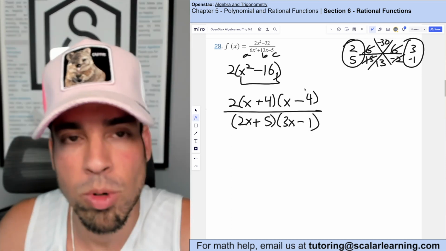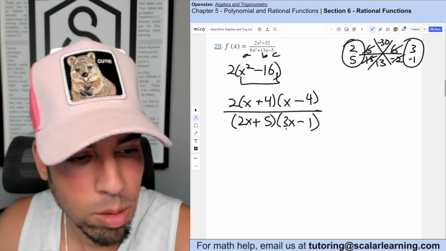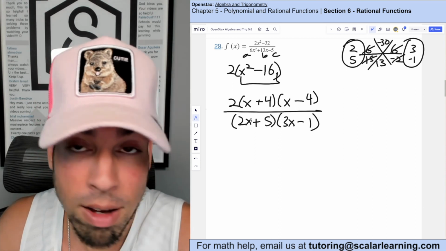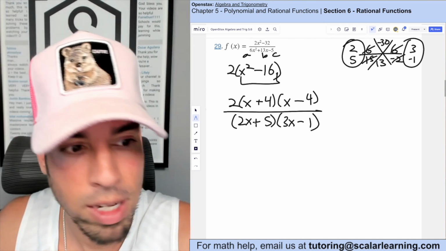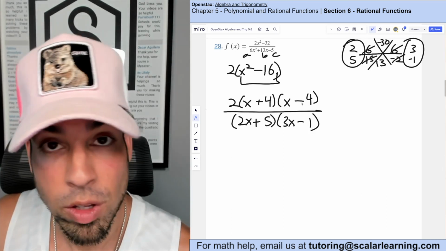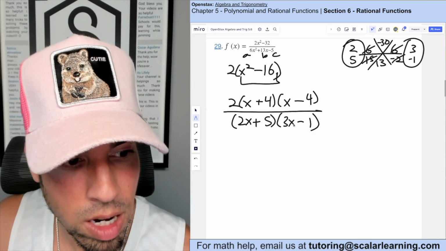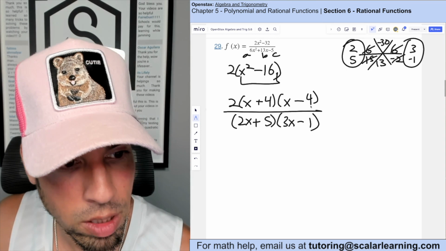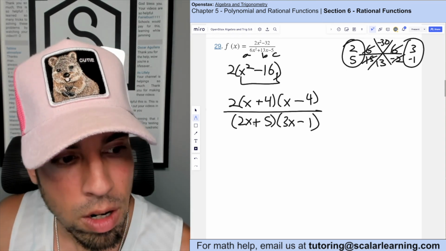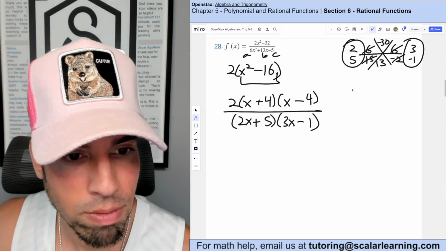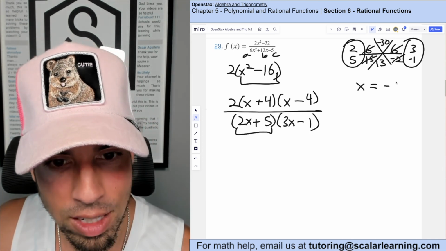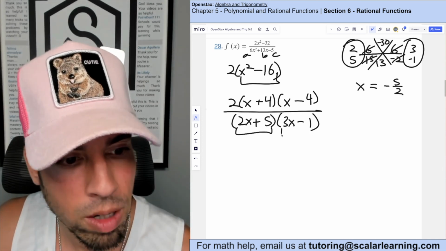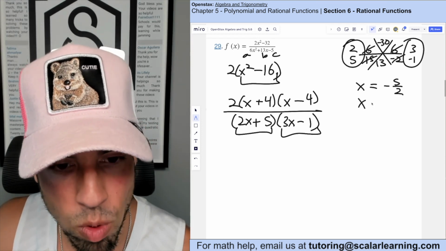So I factored the numerator and the denominator just to double check whether we have a removable discontinuity or a vertical asymptote. Since nothing's canceled out, both of these represent vertical asymptotes. So we got a vertical asymptote at x equals whatever zeros this out, which is negative 5 over 2, and whatever zeros this out, which is positive 1/3.